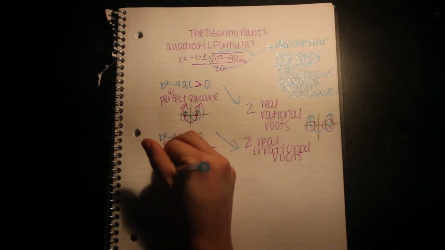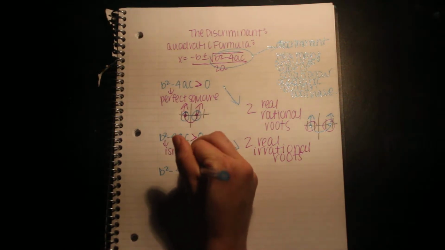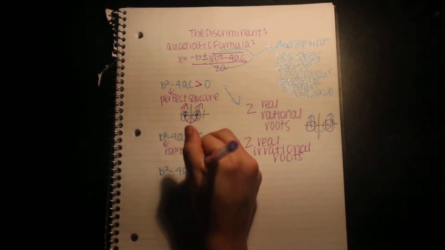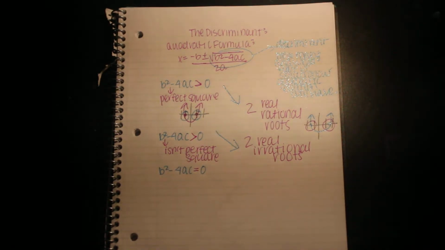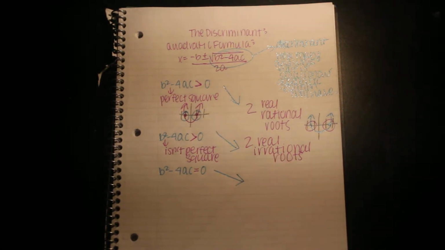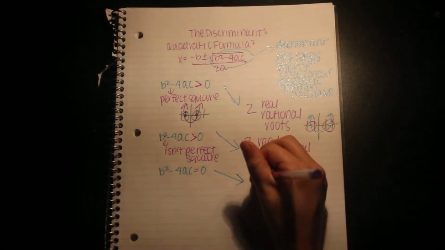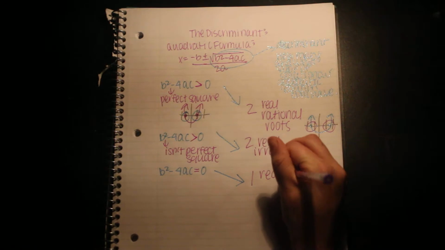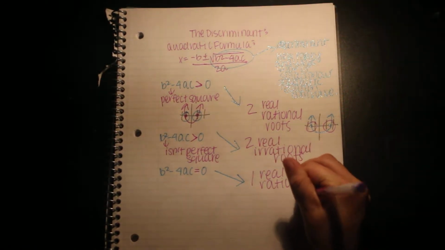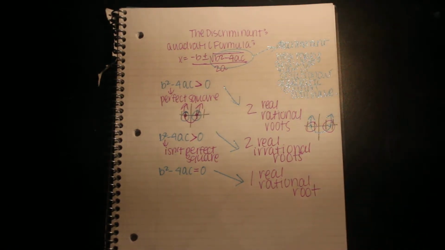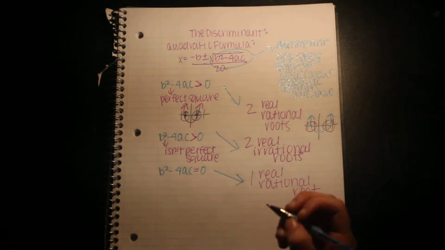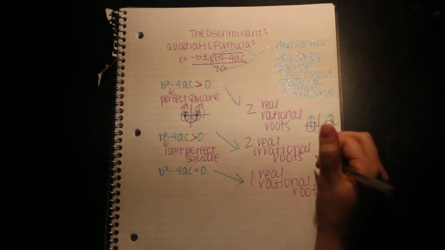If our discriminant is equal to 0, then we know we will have one real rational root. And it would look like this on the graph.